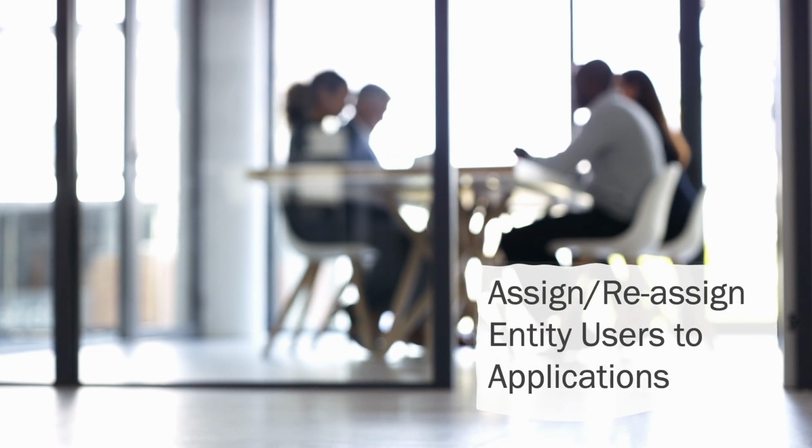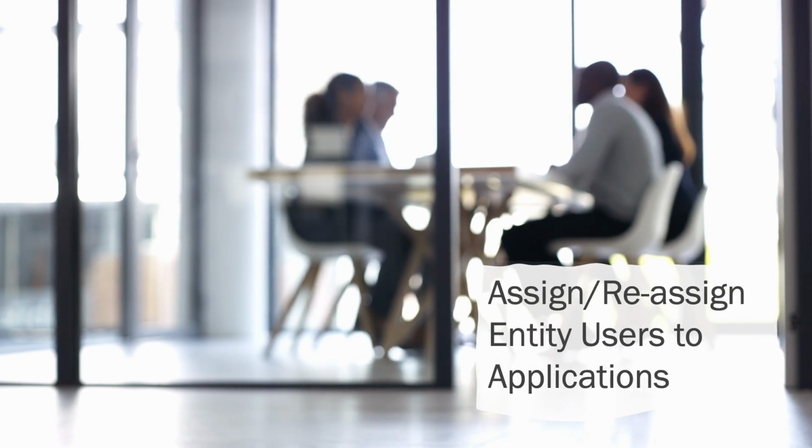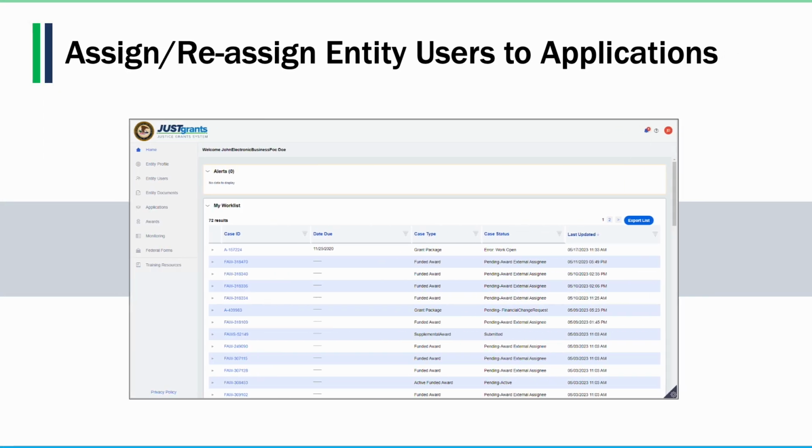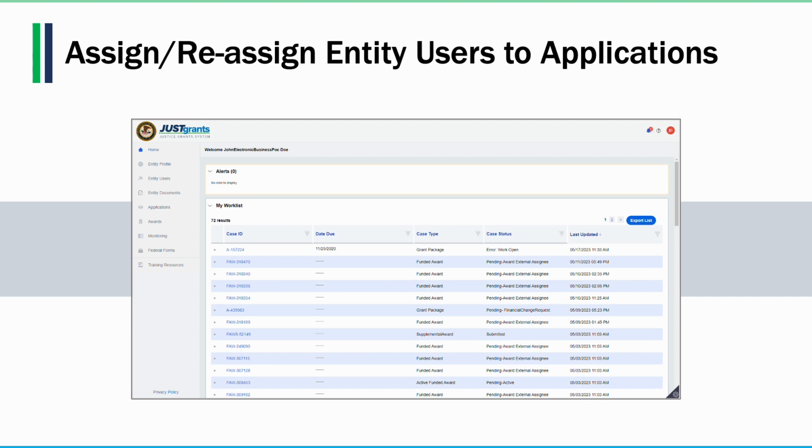Let's start with a look at how the entity administrator assigns and reassigns users to applications. User assignments to applications are managed by the entity administrator on an application-by-application basis, enabling entities to manage users and assign work across an entity in one location. To assign and reassign entity users to applications, the entity administrator logs into JustGrants. Then, from the home page, they select the Applications option from the left side navigation window.